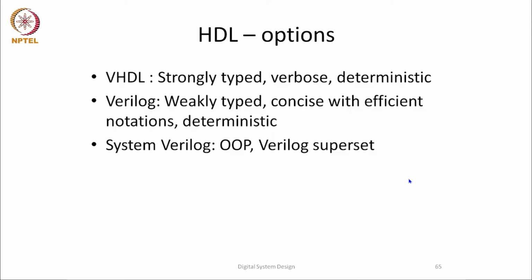The other popular hardware description language is Verilog. It is weakly typed, and concise with efficient notations. This language, Verilog, is mostly derived from C syntax, so that's why it is quite concise. Weakly typed means you can connect different kinds of data types, although there would be some restrictions, but yes, it is less difficult to write in Verilog than in VHDL.